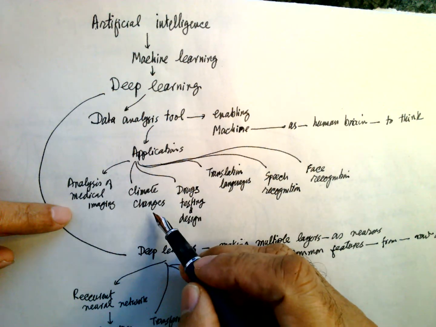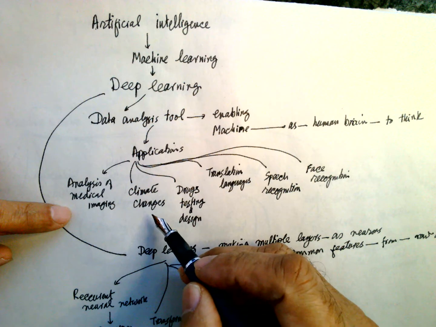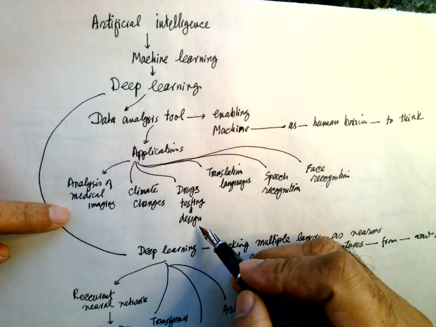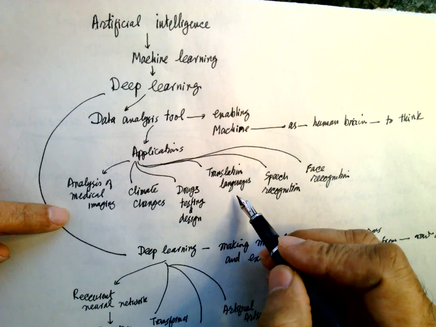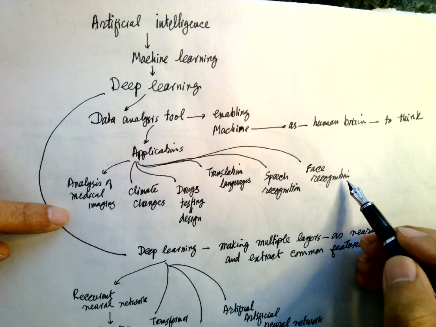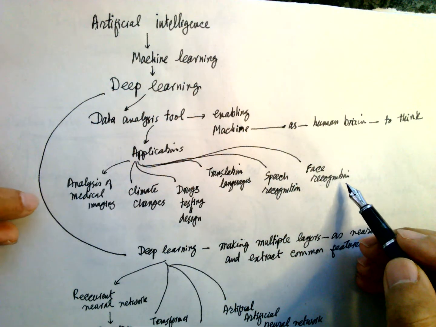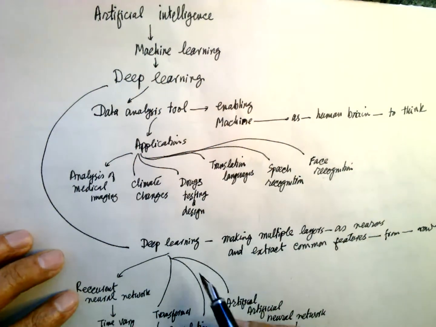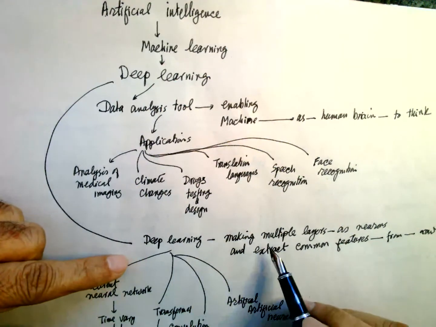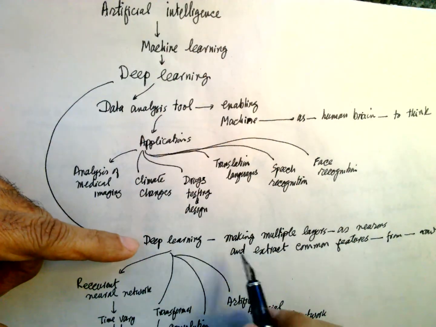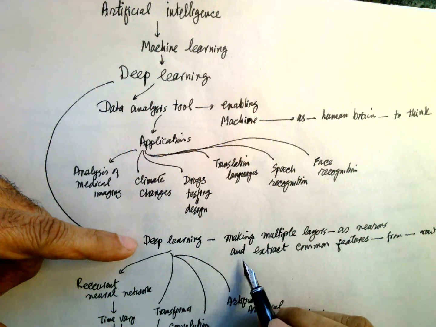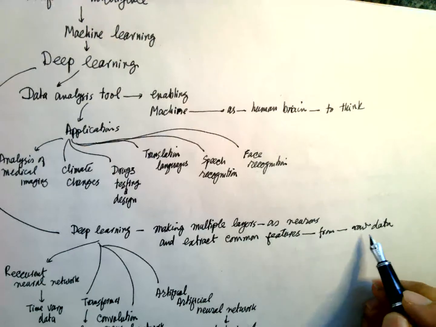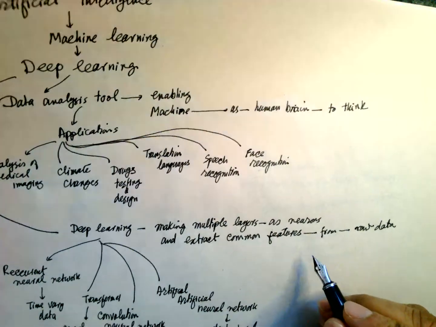With climate change, there are many pattern changes, so we can predict climate change. Other applications are drug testing and drug design, translation of languages, speech recognition, and face recognition of people in a crowd. So these are the applications of deep learning. Deep learning makes multiple layers as in neurons. They are connected to each other and extract common features from raw data and convert it into new data.